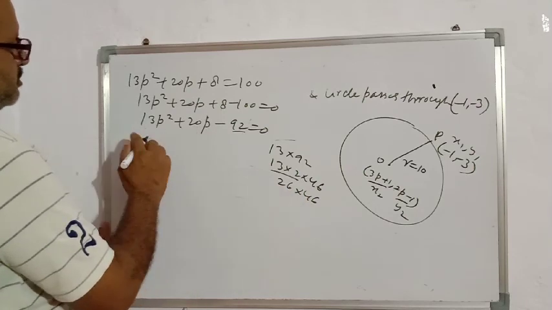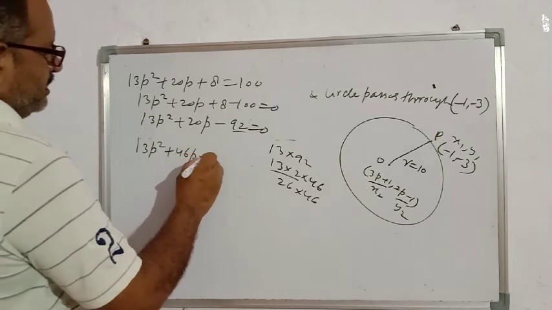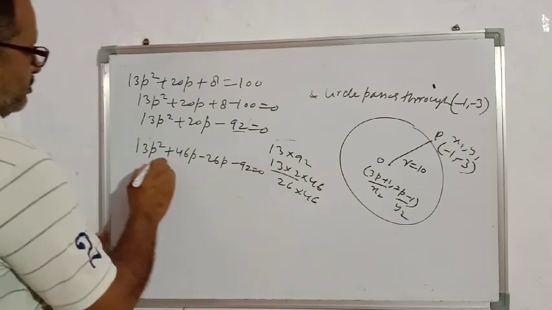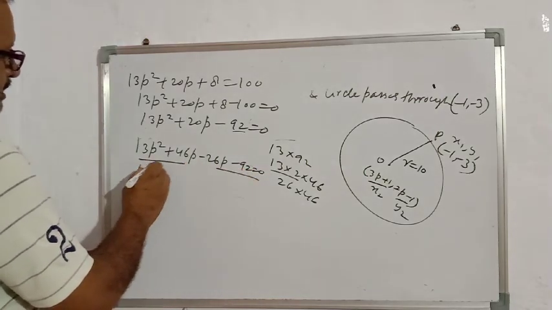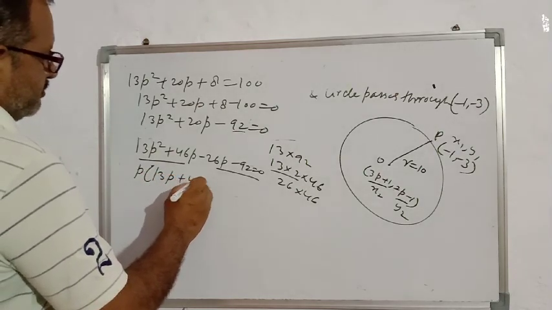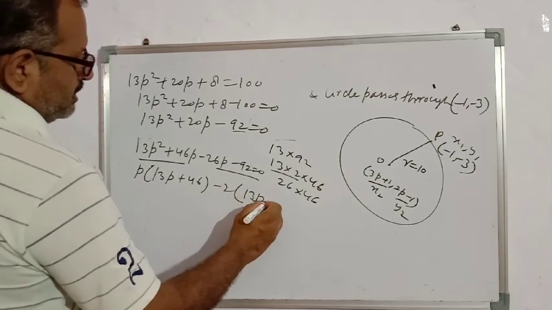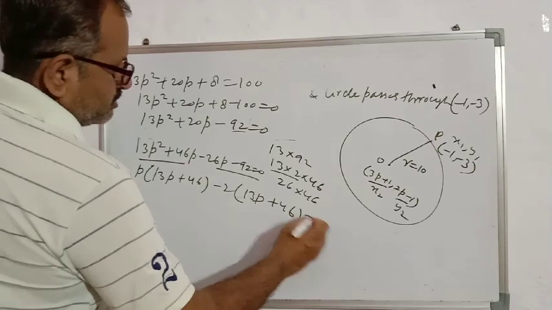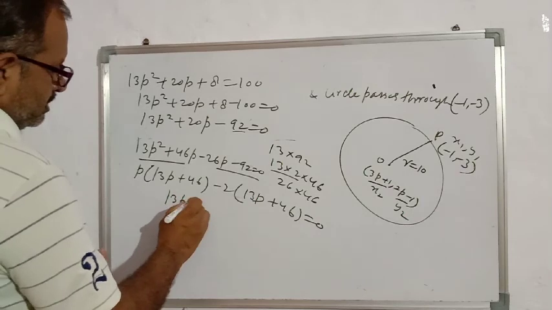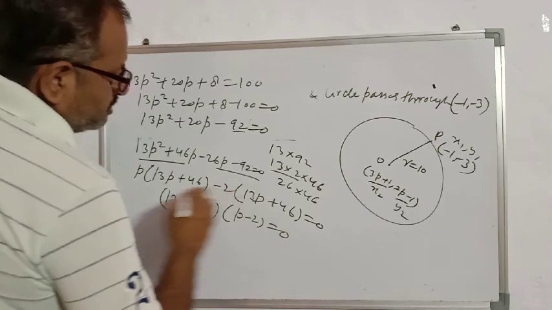46 minus 26 is 20. So 13p square plus 46p minus 26p minus 92 is equal to 0. Make pairs and take common. P common from the first pair, 13p plus 46. Here minus 2 common, 13p plus 46 is equal to 0. 13p plus 46 is common in both. P minus 2 is equal to 0.